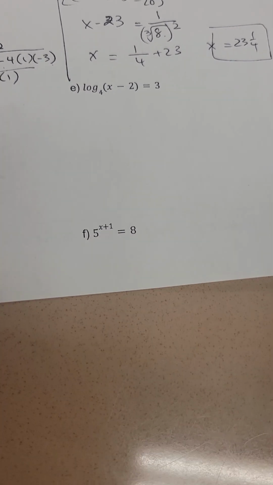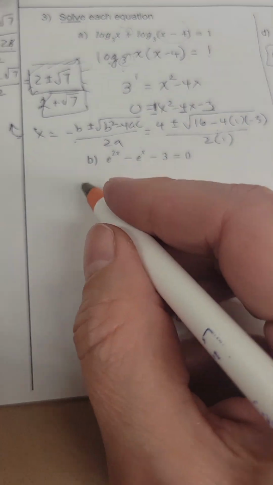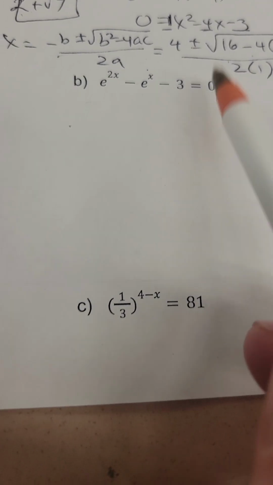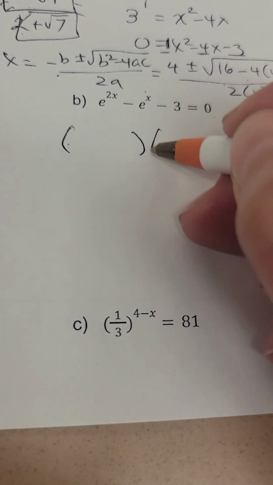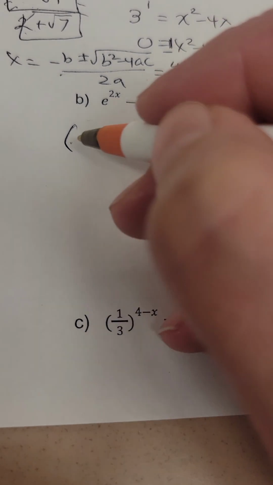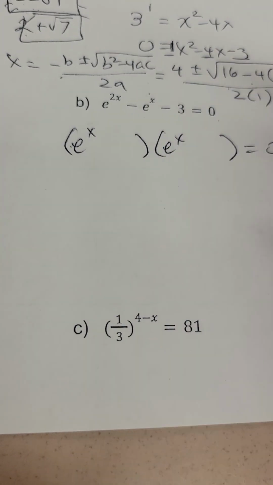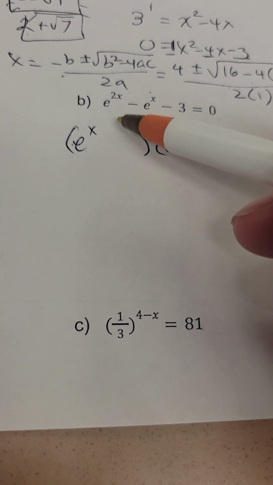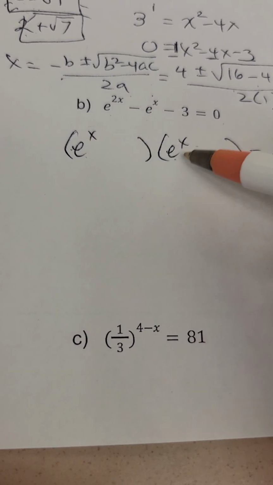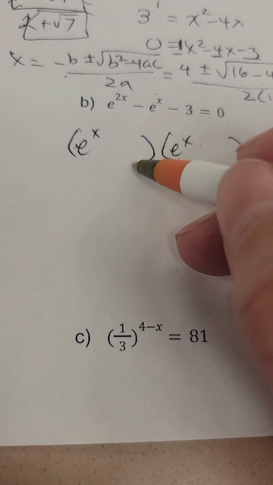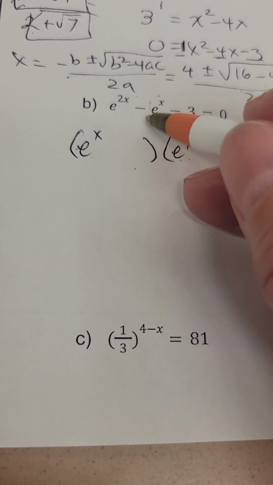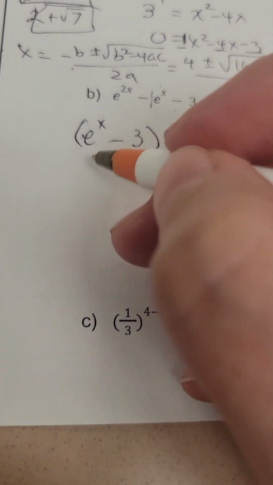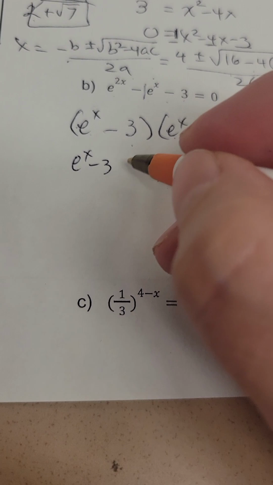Okay. All right. Part B. So this has the construct of a quadratic equation, which means I'll try to factor it. E to the x times e to the x gives me e to the 2x, because remember, you add the powers when you multiply two expressions with the same base. And I need two numbers that multiply to -3 and add up to -1. That would be that. Okay, so e to the x minus 3 equals 0.